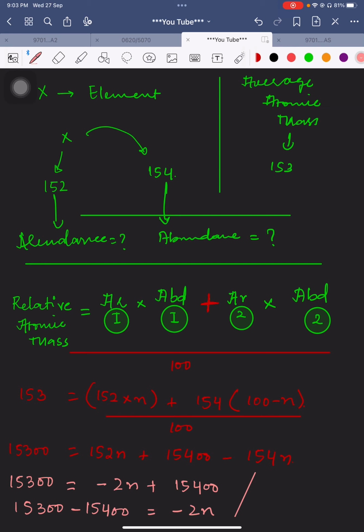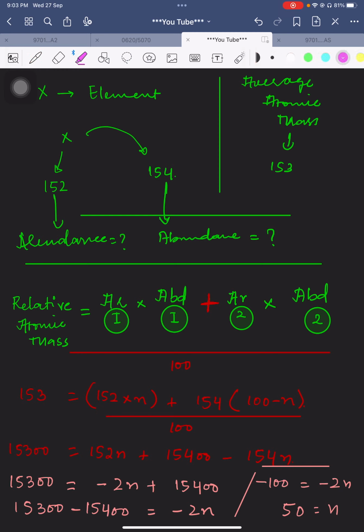Okay, so the difference between the two will be minus 100 is equal to minus 2n, whereas n is equal to what? n is equal to 50, because 100 will be divided by what? 2. Minus will be cancelled by minus. As a result of that, what will happen? As a result of that, the answer will be 50.